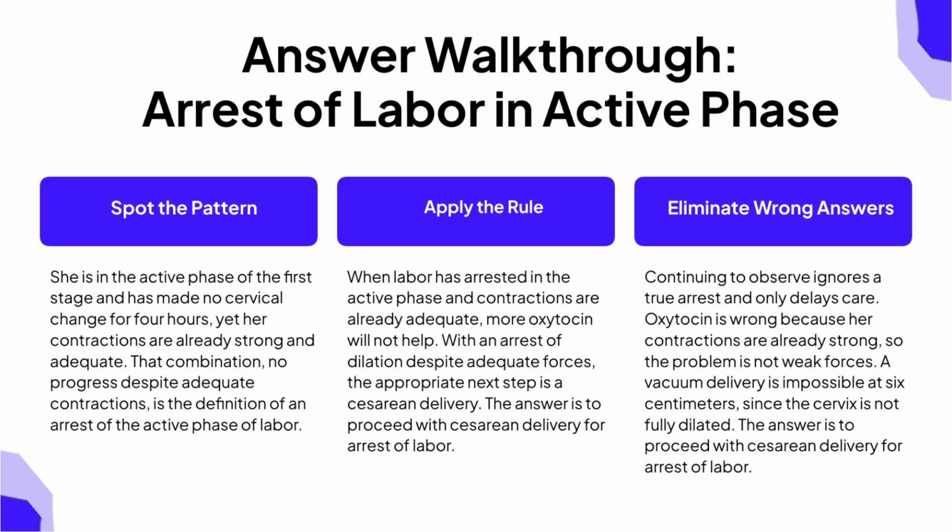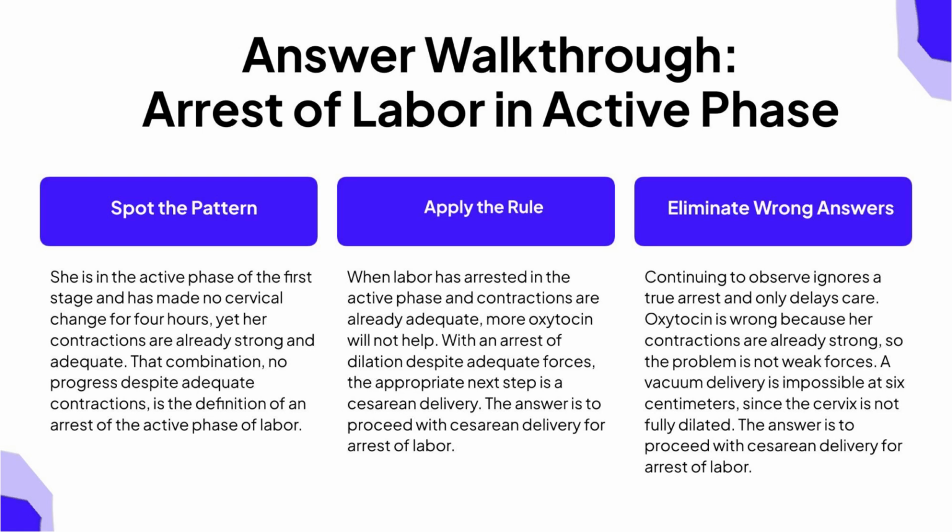When labor has truly arrested in the active phase and the contractions are already adequate, giving more oxytocin will not fix anything because weak forces are not the problem. An arrest of dilation in the setting of adequate contractions is an indication for cesarean delivery. Step 3. Eliminate the wrong answers. Continuing to observe simply delays the inevitable and ignores a real arrest. Starting oxytocin is wrong because her contractions are already strong, so there is nothing to augment.